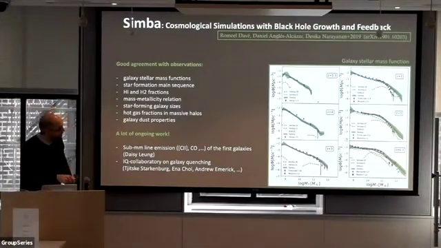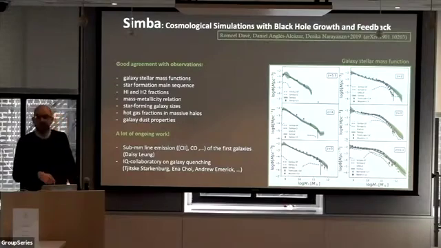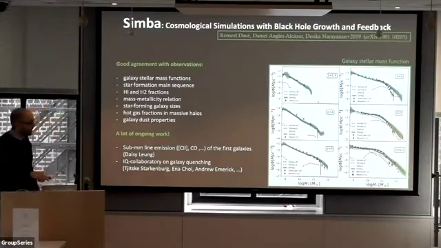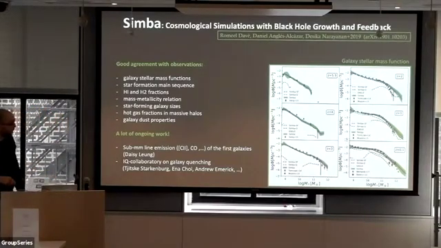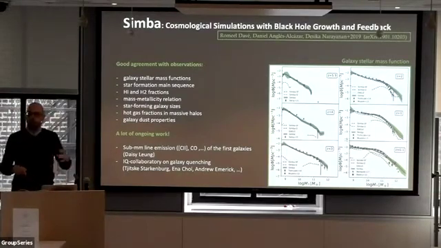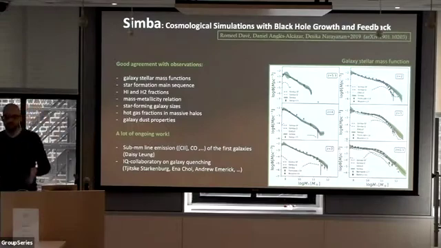For example, in the stellar mass function, we still have a slight overproduction of stellar masses at the high mass end, but overall very nice comparison to observations. And there is a lot of ongoing work. So this first study is just testing how this new model works. And there is a lot more going on.